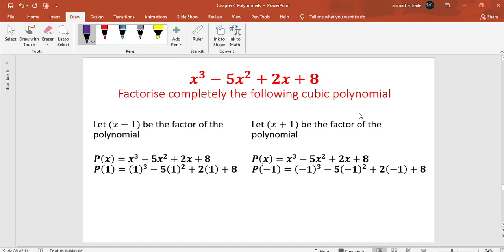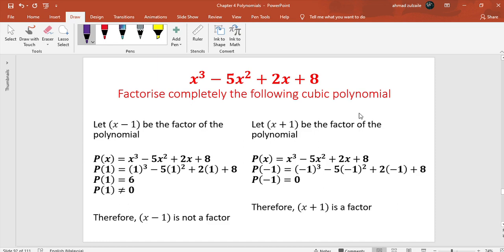So when I substitute 1 into my polynomial and also -1 into the polynomial, I have 6 and also 0. So therefore, x minus 1 is not a factor, but x plus 1 is the factor, right? So this is the first step that you should have in order to determine the factor of this polynomial. You have to show this step. At least you try one of the possible factors.